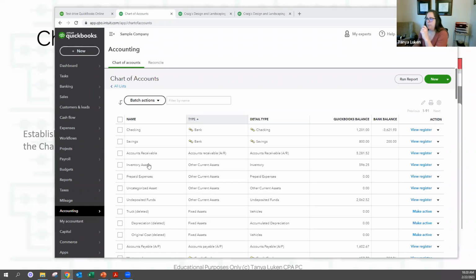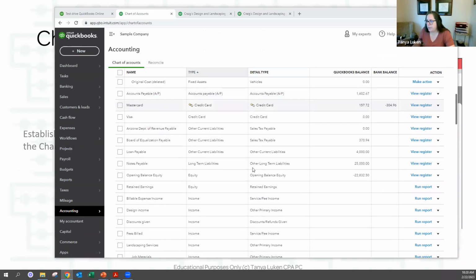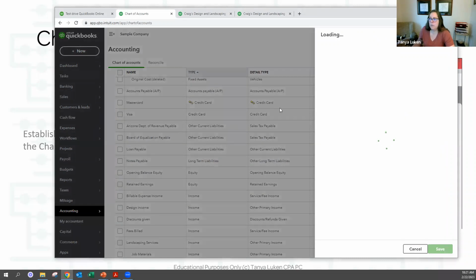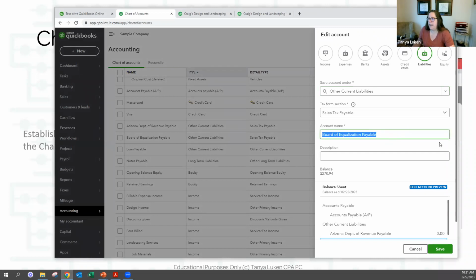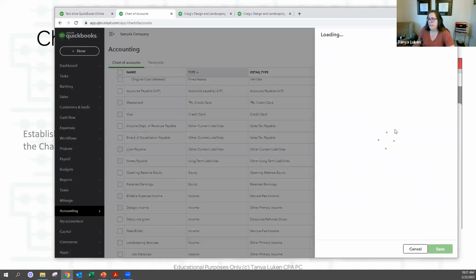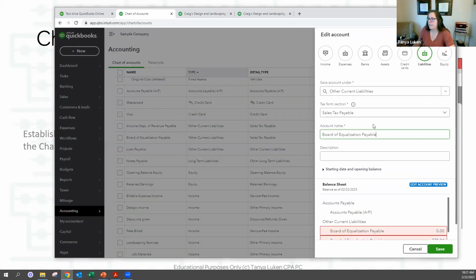It was very gremlin-y. All right, so I want to show you, let's say we need to merge some things together. Let's say that this Board of Equalization payable and this Arizona Department of Revenue payable are the same thing. So I'm going to show you a trick. If we edit this one, because let's say it's only the Board of Equalization that we need, I'm just going to highlight this and press Control-C on the keyboard. Because if we go to this Arizona Department of Revenue payable and edit this one, it's probably going to freak out on me because I picked a sales tax account.